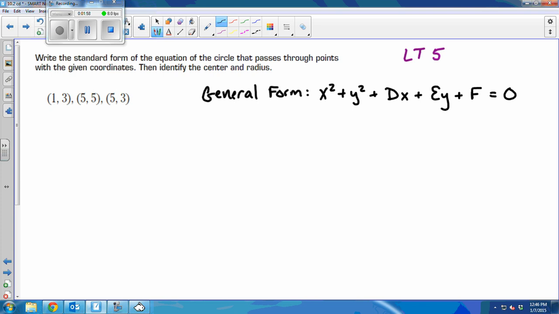All right, this is what's going to happen. The first step in this, if you're going to write steps out to the side, you can, is we need to write 3 equations. We're going to do that by substituting in the xy coordinates for all the x's and y's 3 separate times, so we get 3 equations. Okay, so first equation: I have 1 squared plus 3 squared plus 1d plus 3e plus f equals 0.